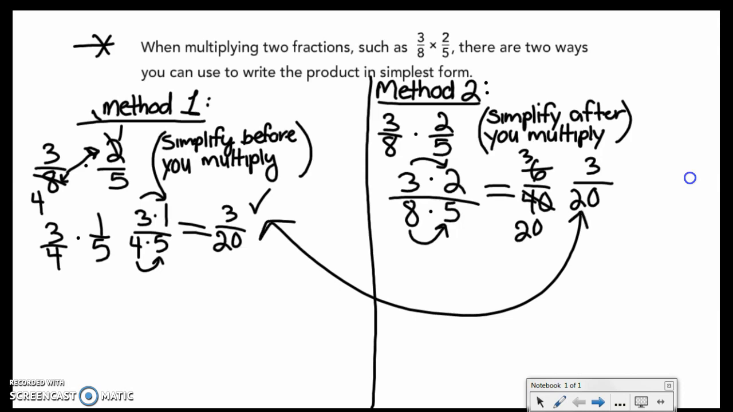Both methods work really well. It just kind of depends on which one you prefer. For me, I like to take care of things as soon as possible. That's my personality. And so I like method 1 much better. But again, it's up to you and it depends on your brain.